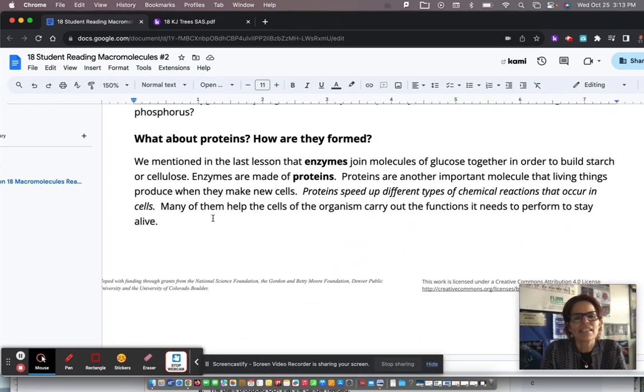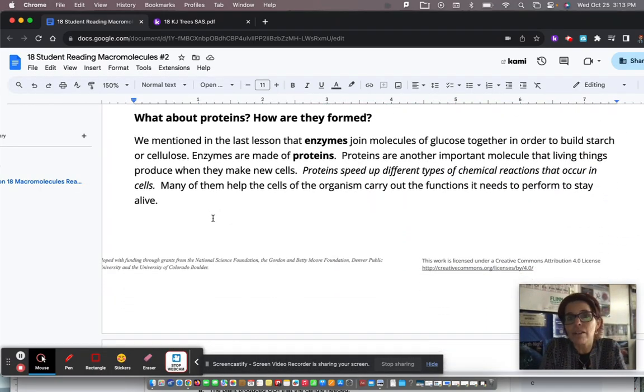The next section says, what about proteins? Now, we just learned about proteins in class. How are they formed? We mentioned in the last lesson that enzymes join molecules of glucose together in order to build starch or cellulose. Enzymes are made of proteins. Proteins are another important molecule that living things produce when they make cells. We'll talk about it. But you built a protein. You built a bunch of amino acids, and you built a protein in our class during the model building lab.